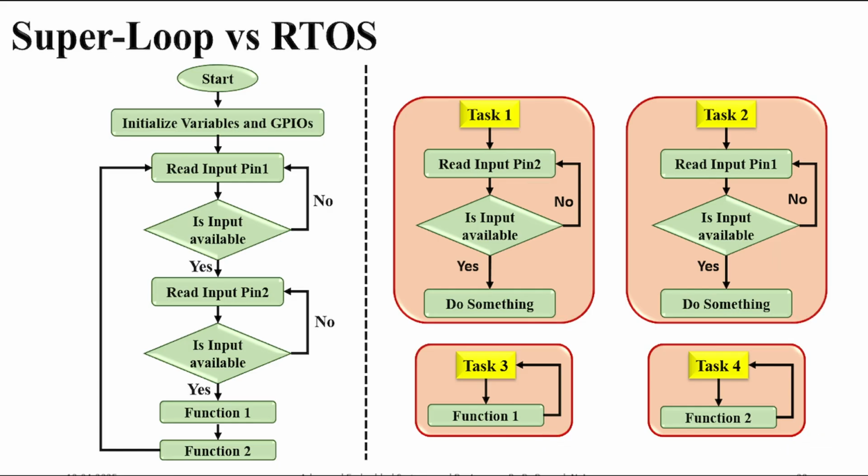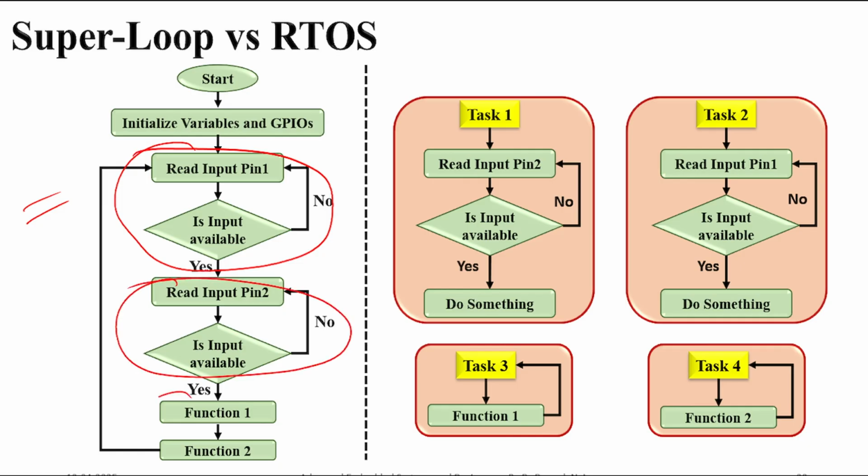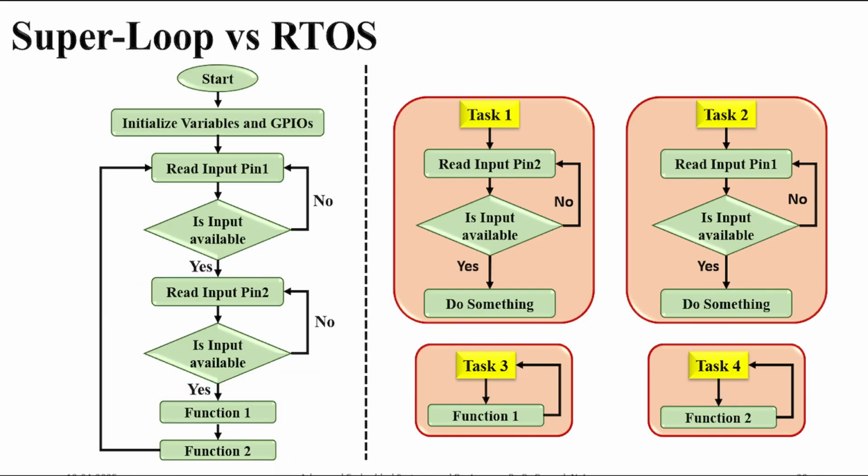So on the left we have the super loop, and on the right we have the approach taken by the RTOS. We break these chunks of the super loop into smaller tasks and run these tasks independently in an RTOS. So this is the major difference between the super loop and an RTOS.